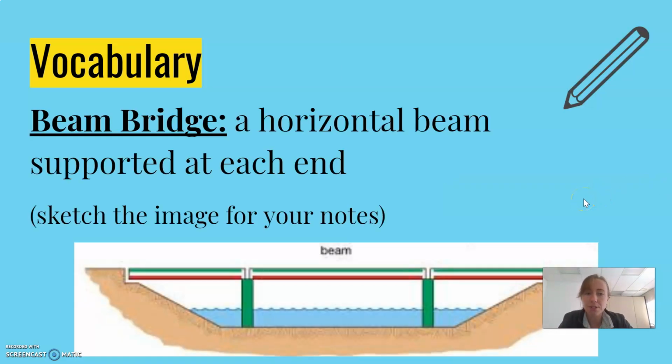All right, so the first vocabulary today is a beam bridge. We're going to go over the four main types of bridges today and talk about some advantages and disadvantages. A beam bridge is just a horizontal beam supported at each end. This is kind of the most basic type of bridge. It's usually the least expensive to construct because it just doesn't take many materials, but it's not super strong. So you would never put this over a really long span because it's tough to make it as strong as some of the other options.